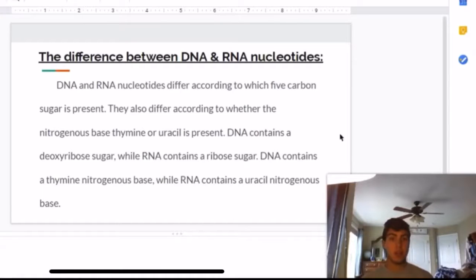DNA and RNA nucleotides differ according to which 5-carbon sugar is present. They also differ according to whether the nitrogenous base thymine or uracil is present. DNA contains a deoxyribose sugar, while RNA contains a ribose sugar. DNA contains the thymine nitrogenous base, while RNA contains a uracil nitrogenous base.